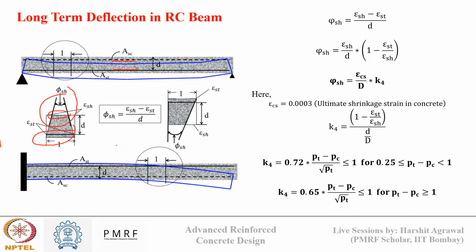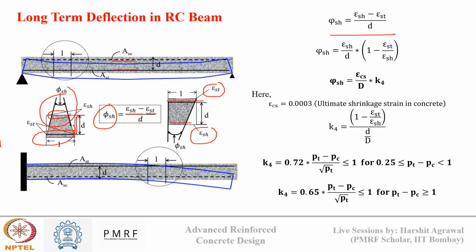The curvature we can write as the difference in the strain produced at the top and the bottom divided by the effective depth of the section. Similarly, if we apply the same concept for a cantilever beam also, we can see there can be more deflection at the top while there is less deflection at the bottom. So we can write the curvature as the difference between the strain at top and bottom divided by the effective depth.